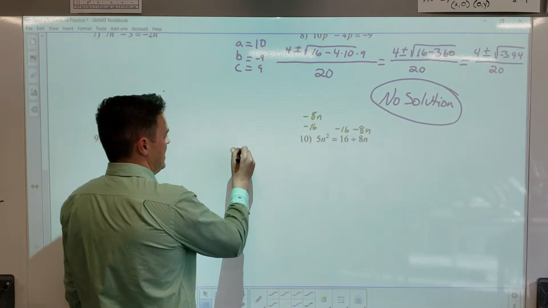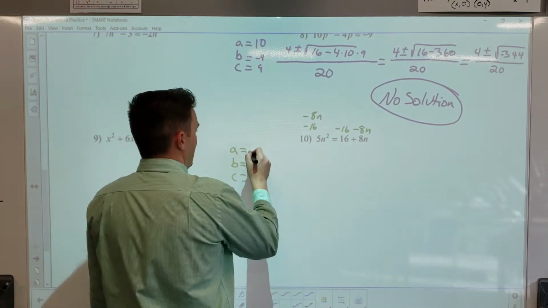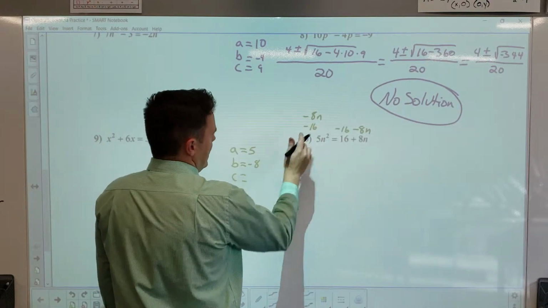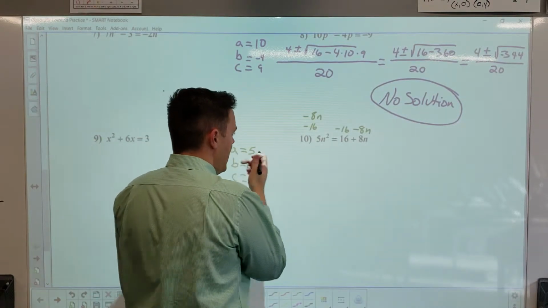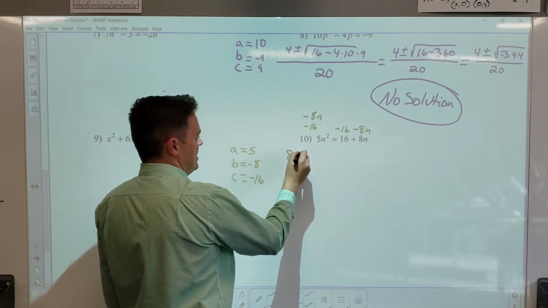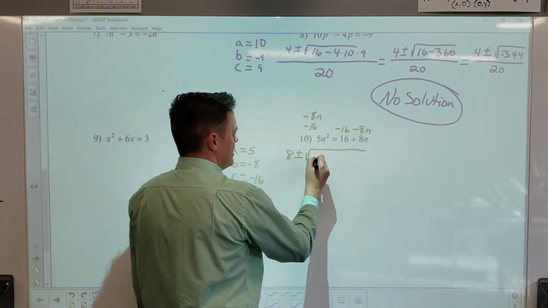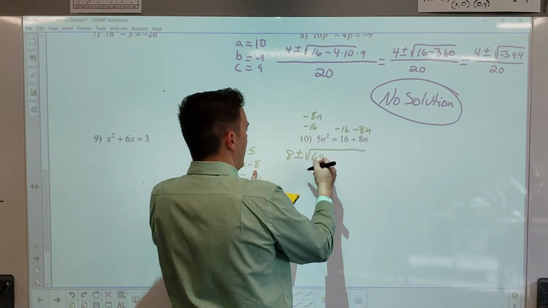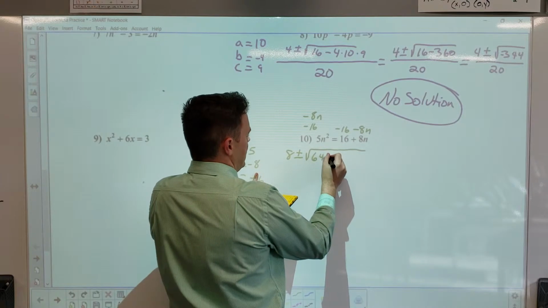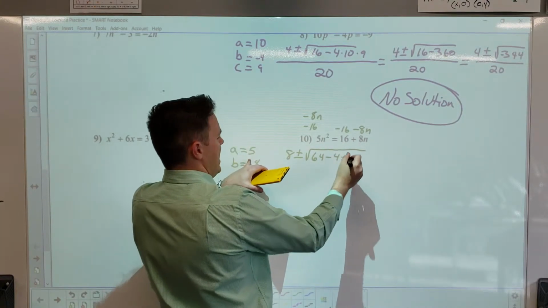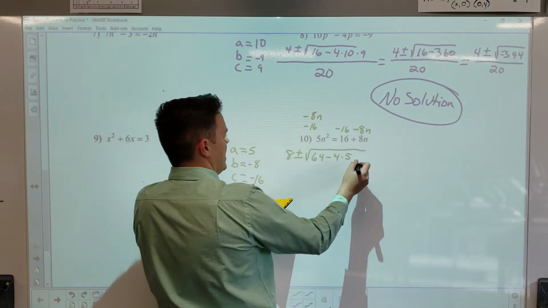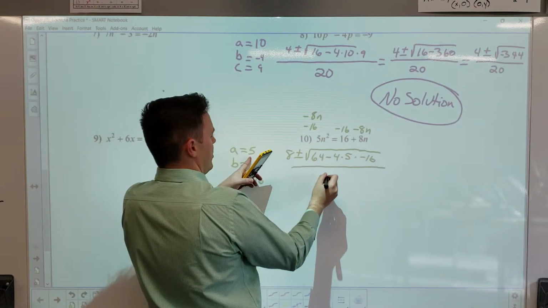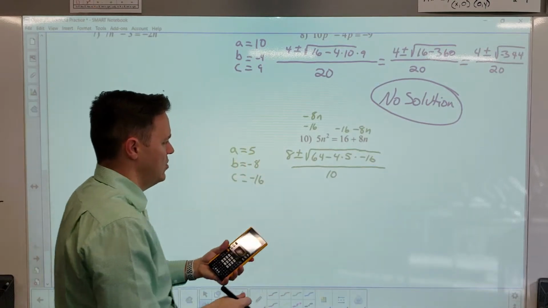So A, B, C. Okay, A is 5. B is the one that's the single variable, -8. And then mine is -16. Okay, so let's work on this. Negative and a negative is 8, plus or minus, all right, 64. And then it's going to be, if I have this as 64, it's going to be -4 times A, which is 5, times -16. Okay, and then it's all over 10. 5 times 2 would be 10.